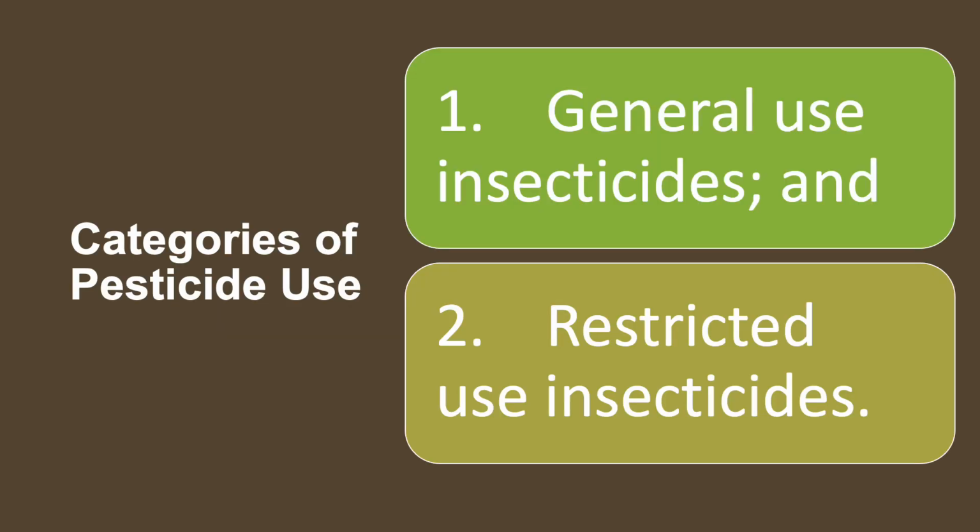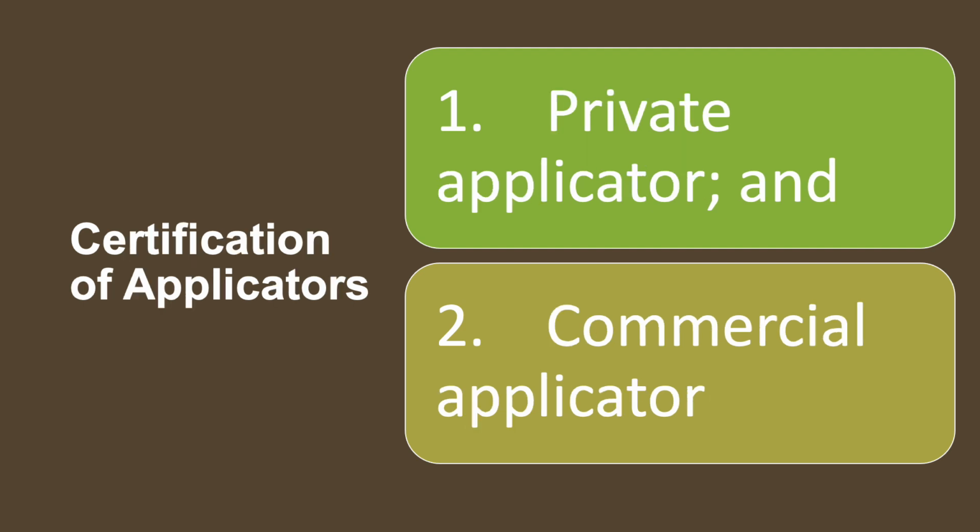There's a couple different categories of pesticide use: general use insecticides and restricted use insecticides. Make sure these pesticides are being used according to manufacturer's instructions. These different pesticides have different certification of applicators. So for general use pesticides, a private applicator is fine. And for restricted use pesticides, we're going to need to work with a commercial applicator.